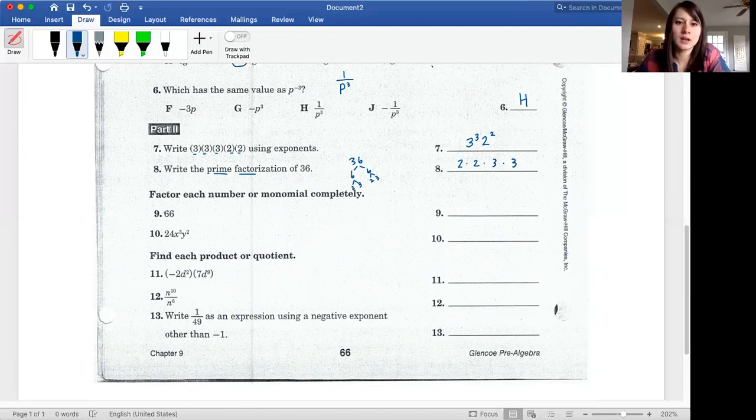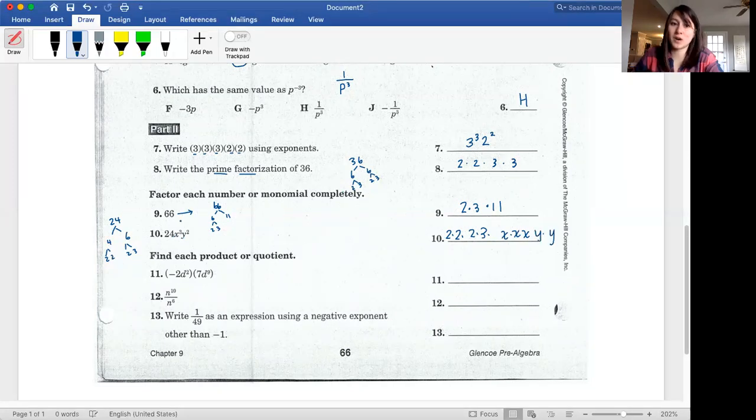Okay, factor this out completely. So this would become 6 times 11, and 6 can be broken down to 2 and 3. So this would be 2 times 3 times 11. And then this one, factoring it out completely, 24 can be broken down to 4 and 4 times 6. This would be 2 and 2, and then this would be 2 and 3. So this is going to be long, but I have 2 times 2 times 2 times 3 times x times x times x times y times y. Okay, long one, but I have to also expand out my factors of the powers here.